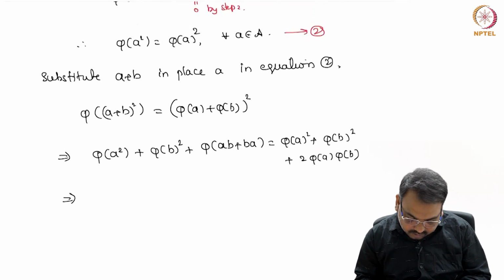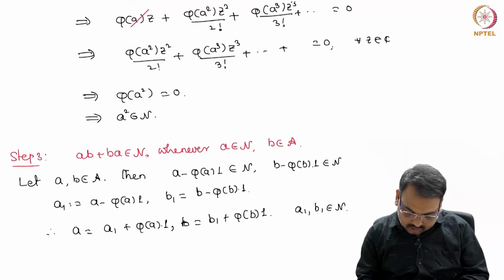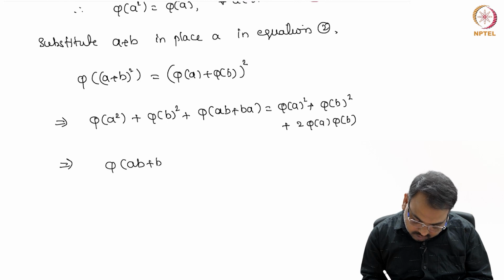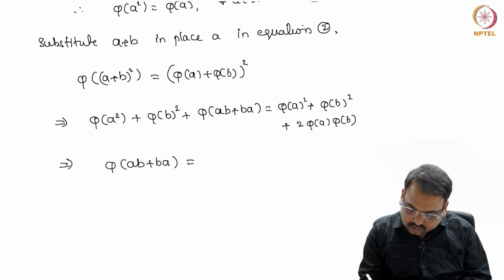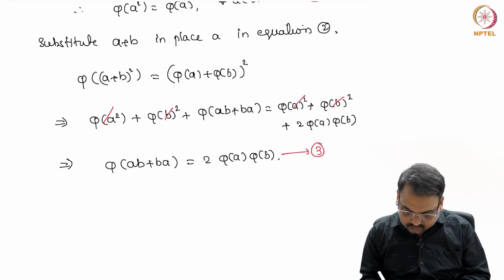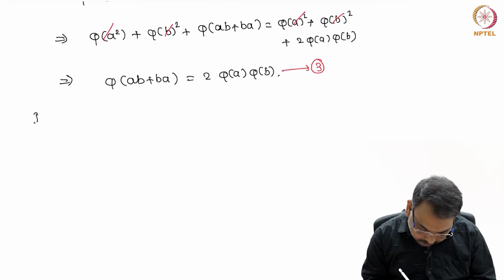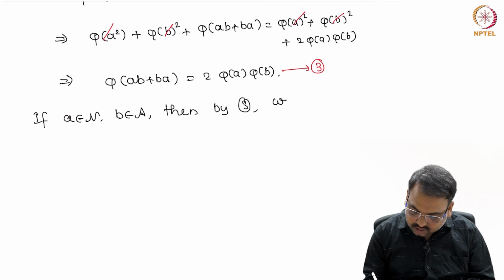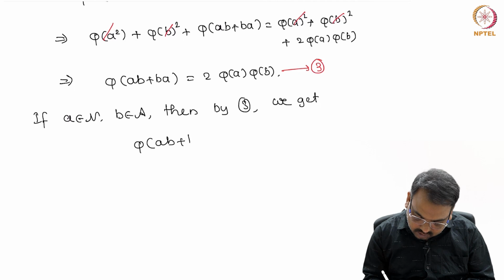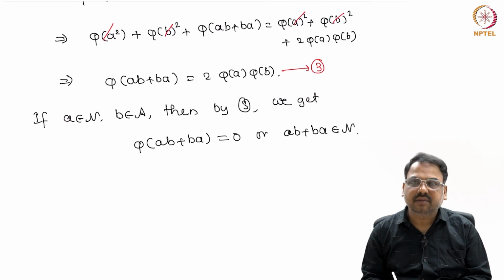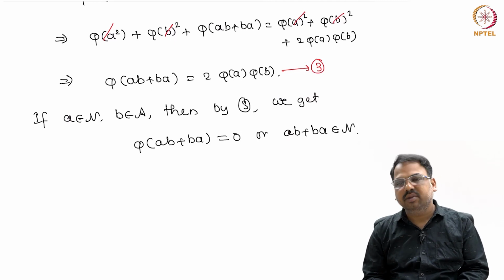But we know that φ(a²) is φ(a) whole squared by 2. So this implies φ(ab plus ba) equals 2 times φ(a)φ(b). Let us call this equation 3. Now if a is in N and b is in A, then by 3 we get φ(ab plus ba) is 0, or we can say that ab plus ba is in N. So whenever a is in N, b is in A, we have shown that ab plus ba is in N.